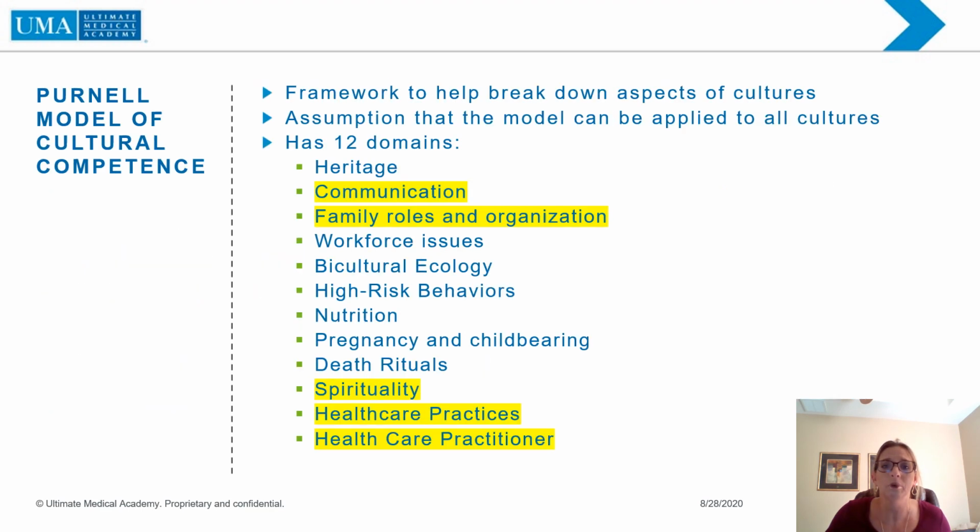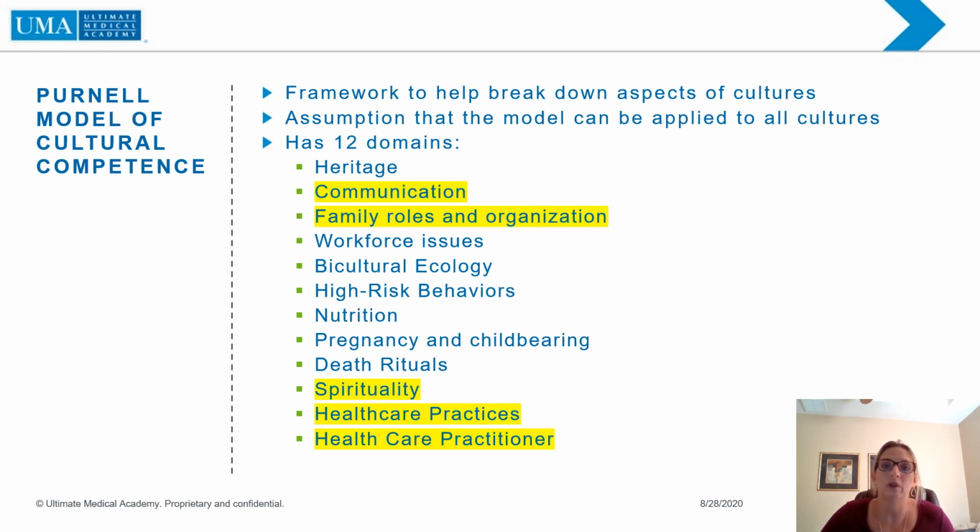And that was why the Purnell model was developed. The Purnell model is going to break down those different aspects of culture. And it's an assumption that can be made that when he developed this model, he felt like all of these different domains could be applied in any of the different cultures that we encounter in a healthcare setting.